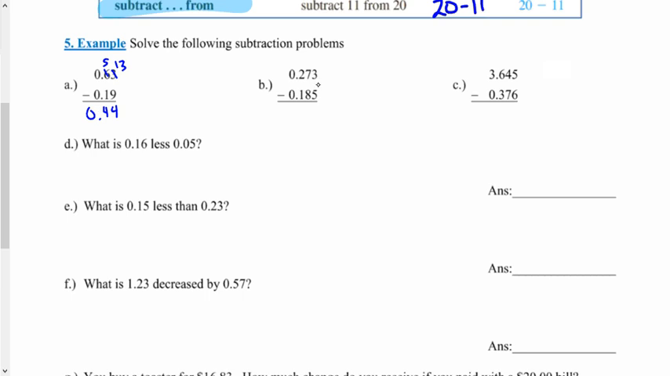Over here, once again, I can't do this, so I've got to borrow. So I'll come over here to the 7, and that will make this into 8. This becomes 13 then. 13 minus 5 is 8. Whoops, that shouldn't be an 8. That should be a 6, huh? There we go.